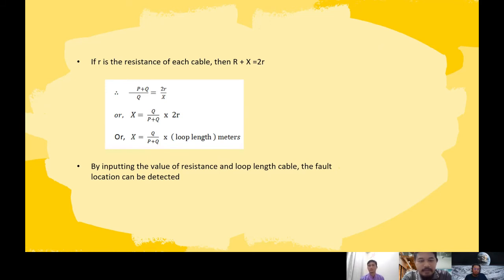Then we can arrange it so that we can find X, and then we can put in the loop length in meters. By inputting the value of resistance and the loop length of the cable, we can detect the fault location.